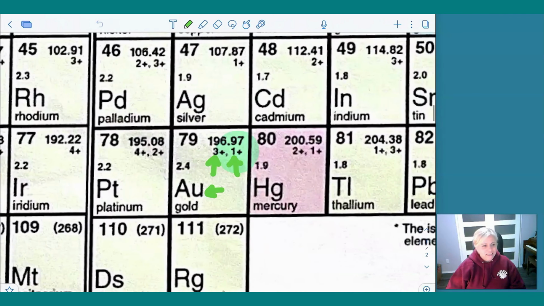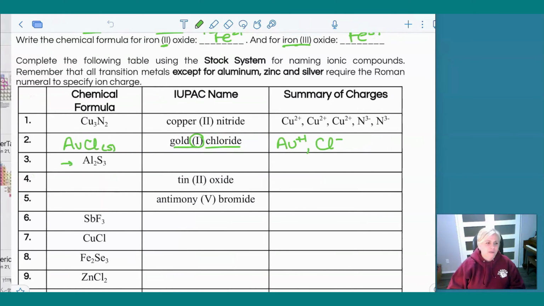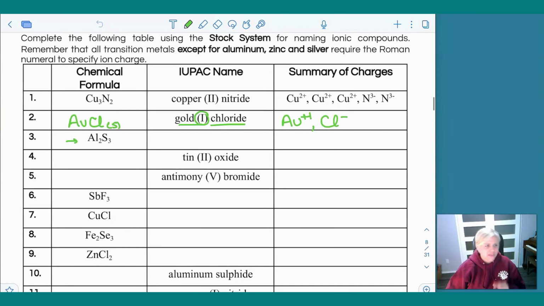So it, too, will never use a Roman numeral. Zinc never uses a Roman numeral. But if you look at copper, copper has 2 ways of bonding. It will either give away 2 or it'll give away 1. So copper's going to need a Roman numeral every time you name it to show which way it bonded. Did it bond by giving 2 or giving 1? So aluminum's kind of a trick question. It's on here, I think, just so that we can teach that difference.